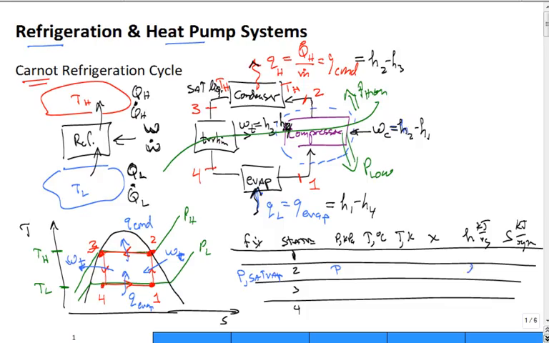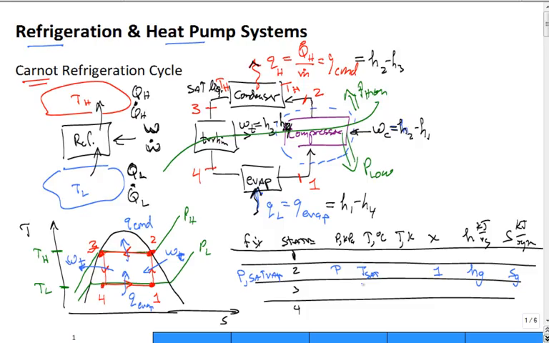So what is H? H of G at that pressure. What is S? S of G at that pressure. What is the quality? 1. What is the temperature? T sat at that pressure, isn't it?